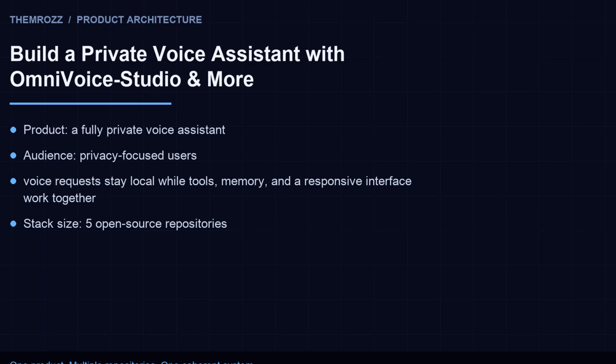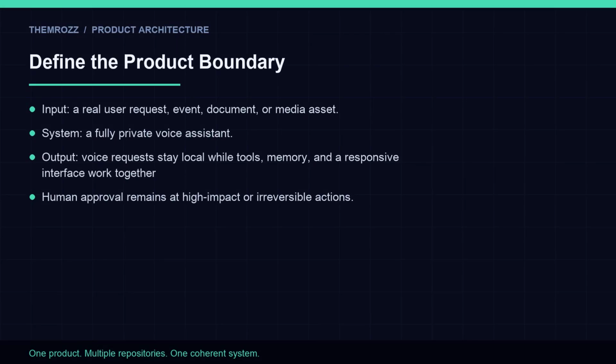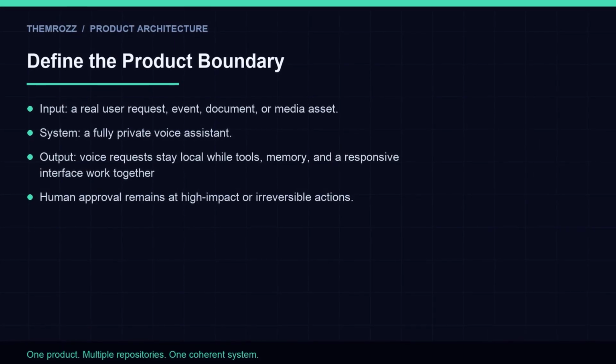The user input in this scenario is your voice command, "Hey, set a timer for 10 minutes." The output is the assistant's response, "Timer set for 10 minutes." The boundary between the user and the system is the microphone and speaker on your device. You speak into the microphone, and the assistant responds through the speaker.